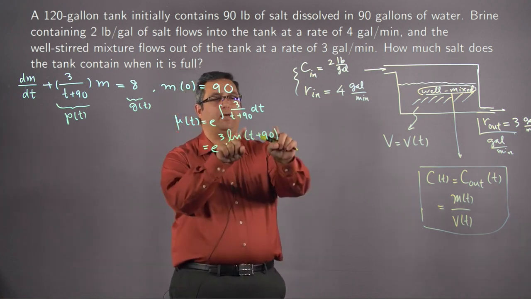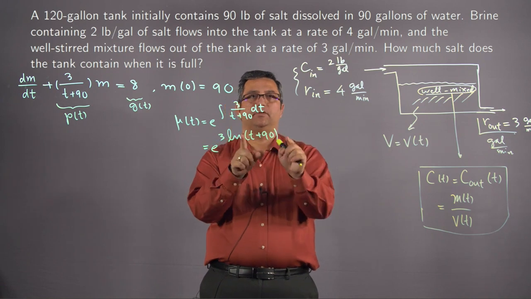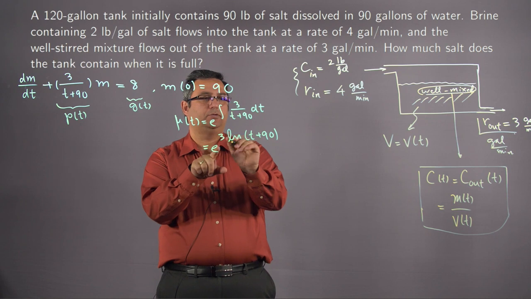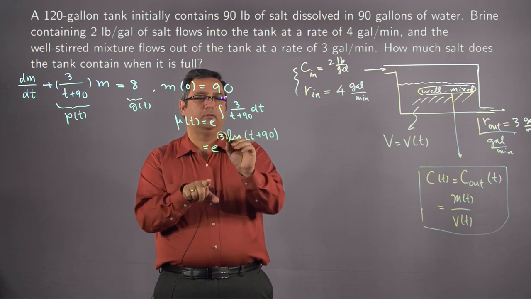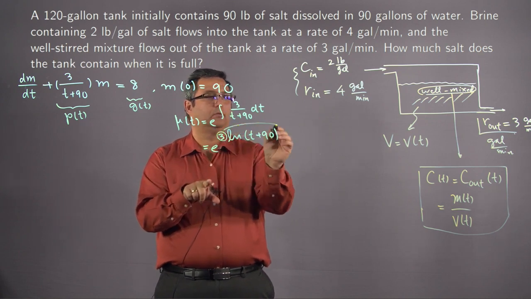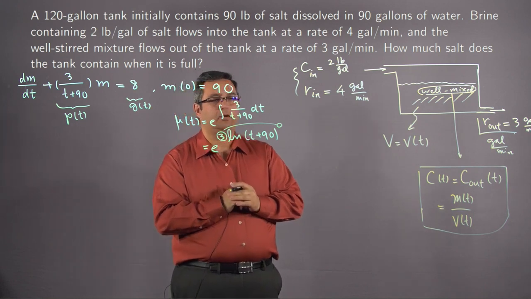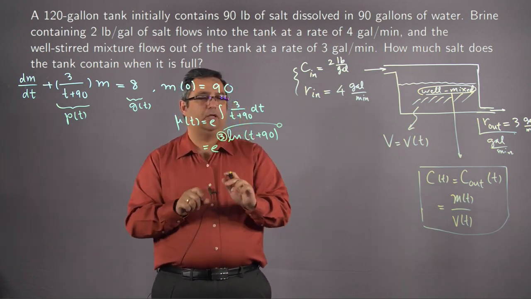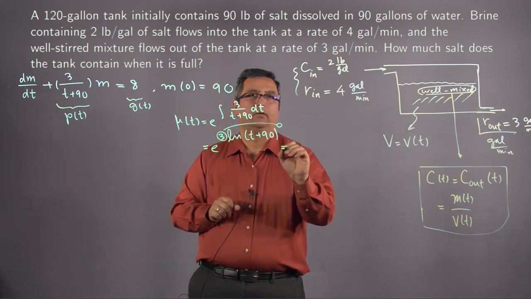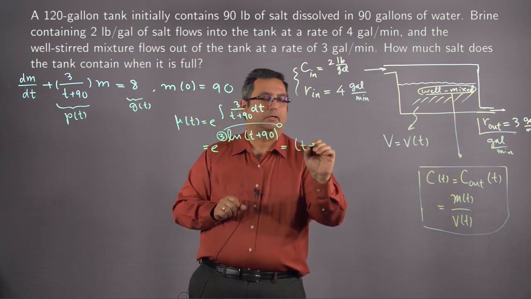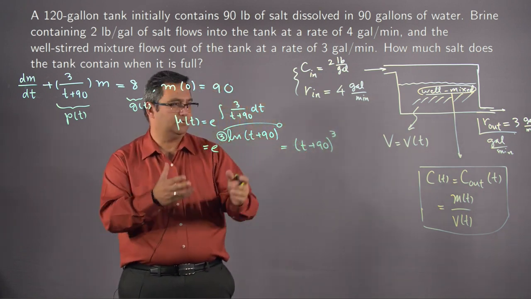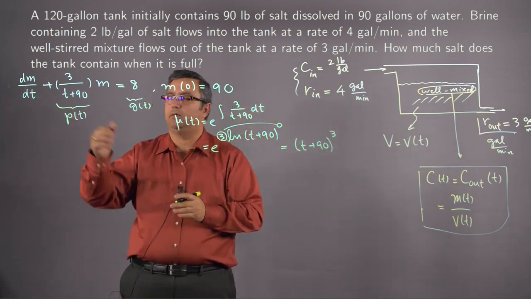I don't worry about absolute value because t is positive, the time here in this problem. And I can push the 3 through the power here, through the ln, and using exponential law, I get t plus 90 cubed. So t plus 90 cubed is an integrating factor for this problem.